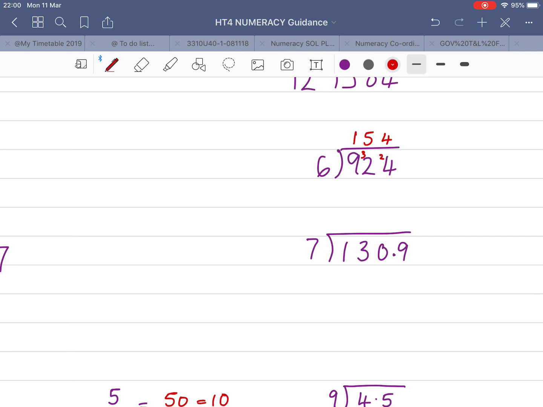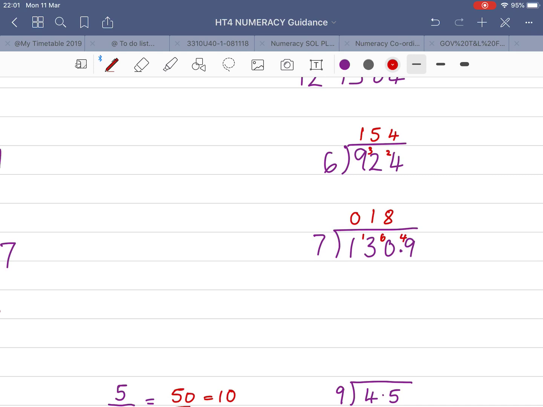7 goes into 1 0 times, 1 left over. 7 into 13 goes once with 6 left over. 7 divides into 60 8 times. 7 8s are 56, so there's 4 left over. 7 goes into 49 7 times. 18.